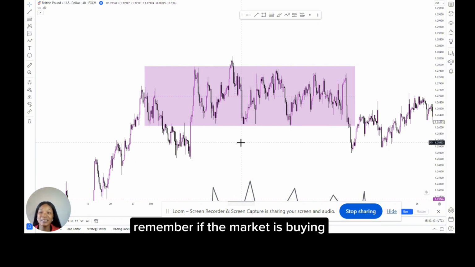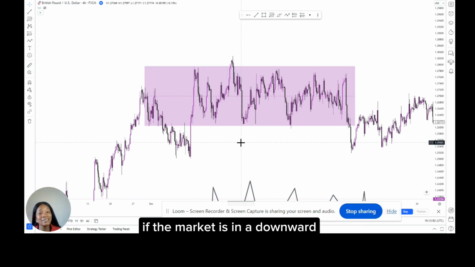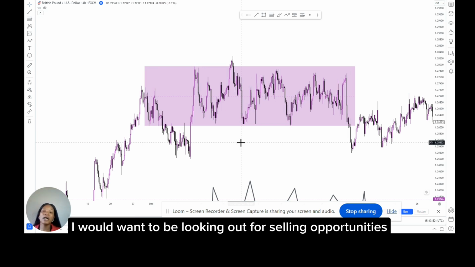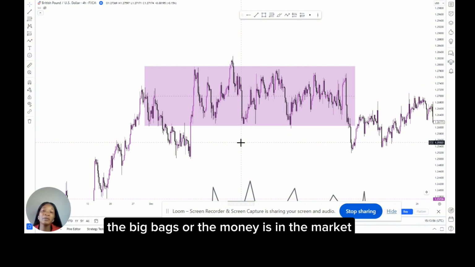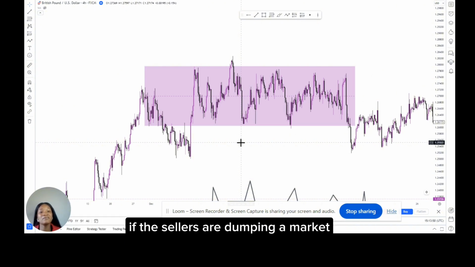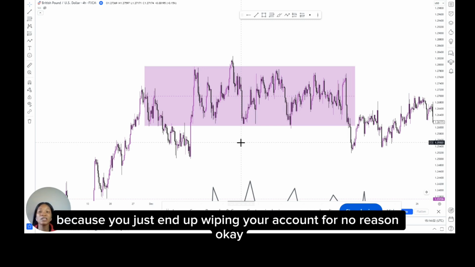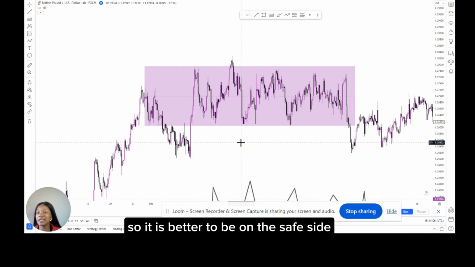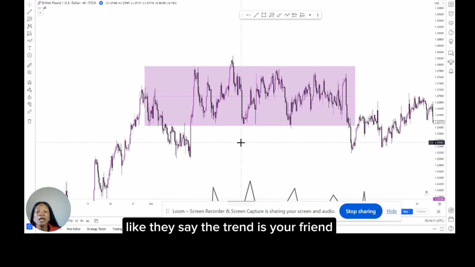Remember, if the market is buying, I would want to be looking for buying opportunities. If the market is in a downtrend, I would want to be looking out for selling opportunities, because this shows where the big bags or the money is in the market. If the sellers are dumping a market, you shouldn't be found buying it, because you will just end up wiping your account for no reason. So it is better to be on the safe side. If you are trading with the trend, like they say, the trend is your friend.